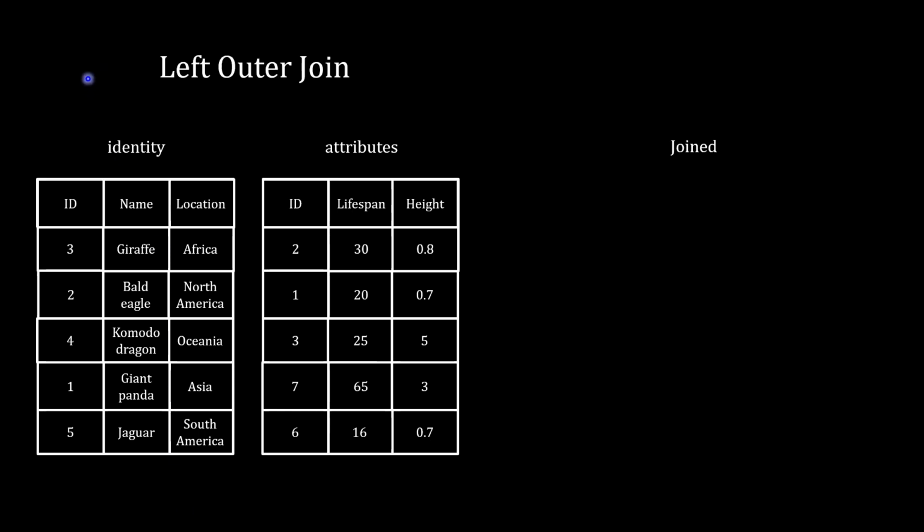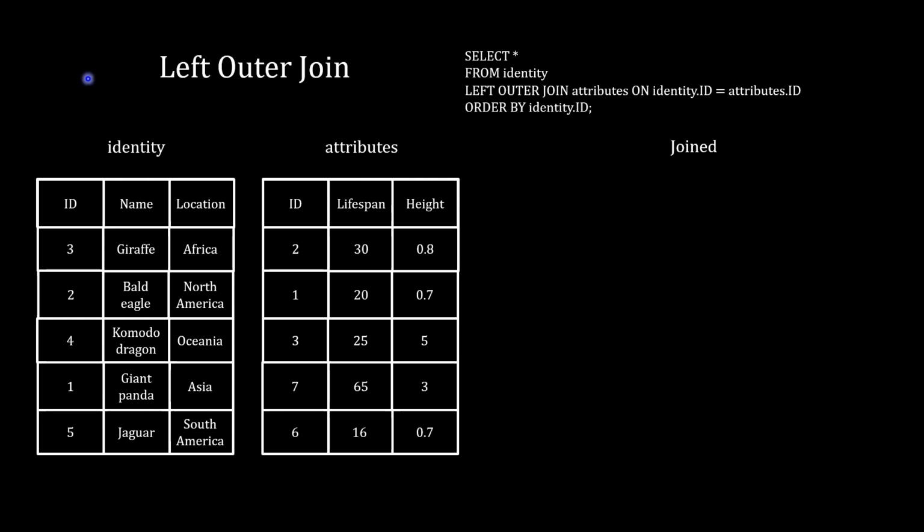So the next type of join is a left outer join, and we're going to be returning all of the records from the left table and only the records that are matched in some sort of way from the right table. So let's have a look at how we would go about doing that.